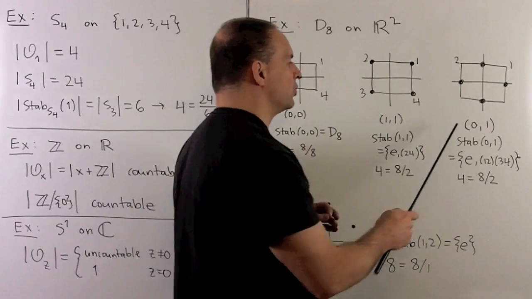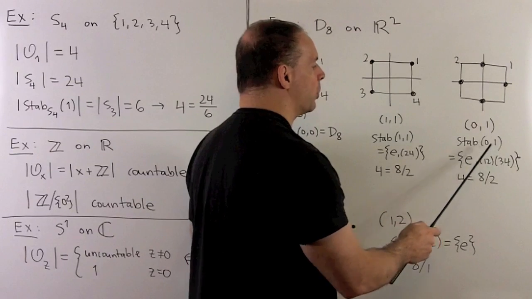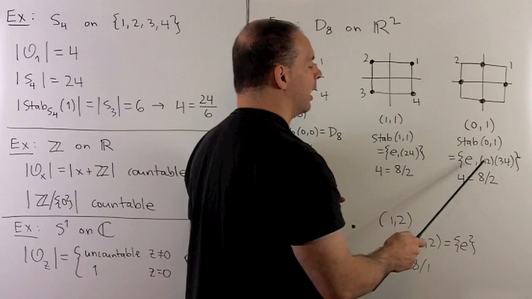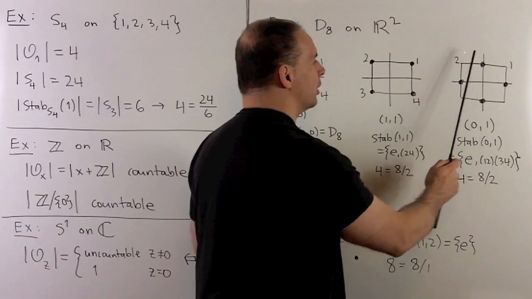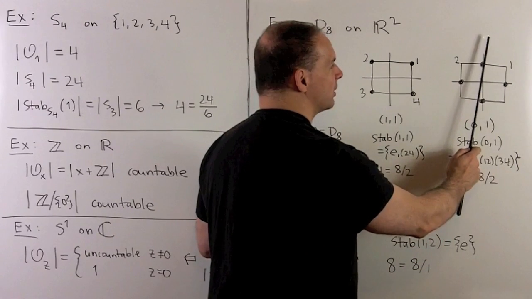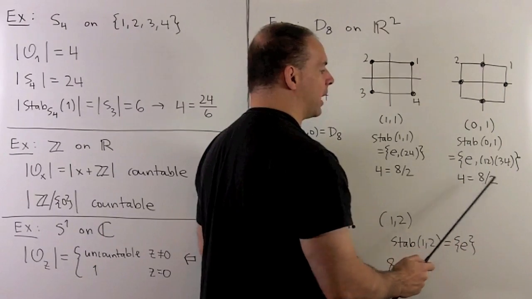If we consider 0, 1, same idea as here. Stabilizer at this point is going to be the identity and the element of order 2. So that's just going to be the flip in the y-axis. So we have 2 elements. And again, 4 is equal to 8 divided by 2.